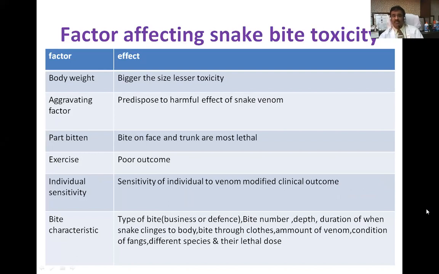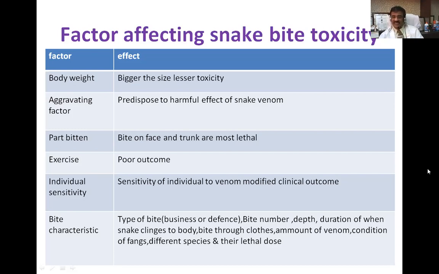If the body weight is more or bigger, the toxicity will be lesser. There are other predisposing factors, for example, if the part bitten is usually the face and trunk, it is more lethal than a part bitten on the limbs. The other factors are exercise, individual sensitivity, and bite characteristics.